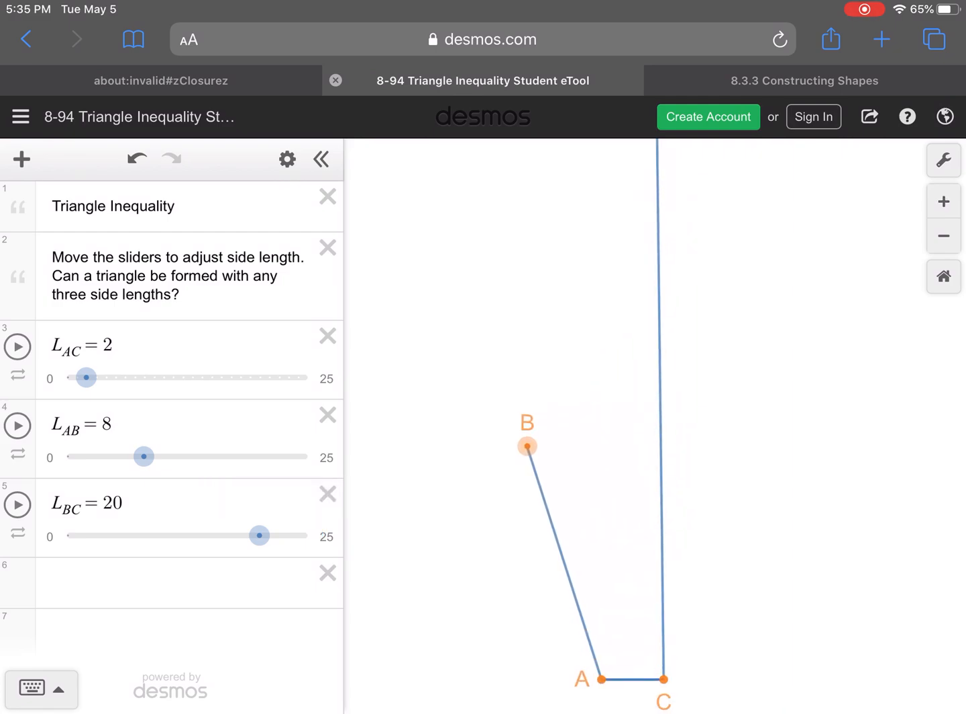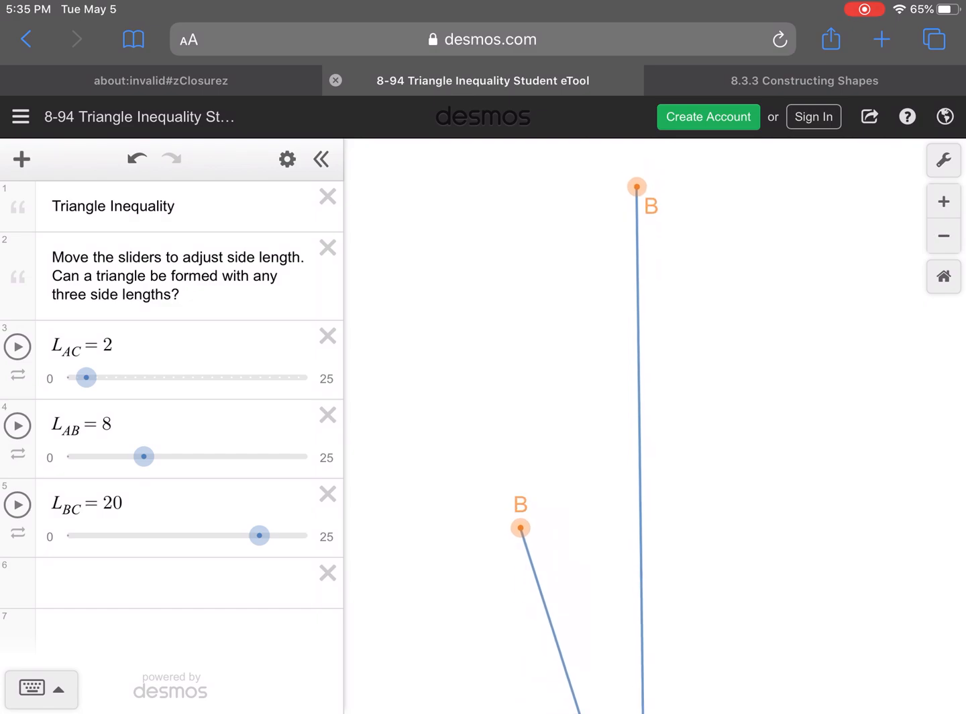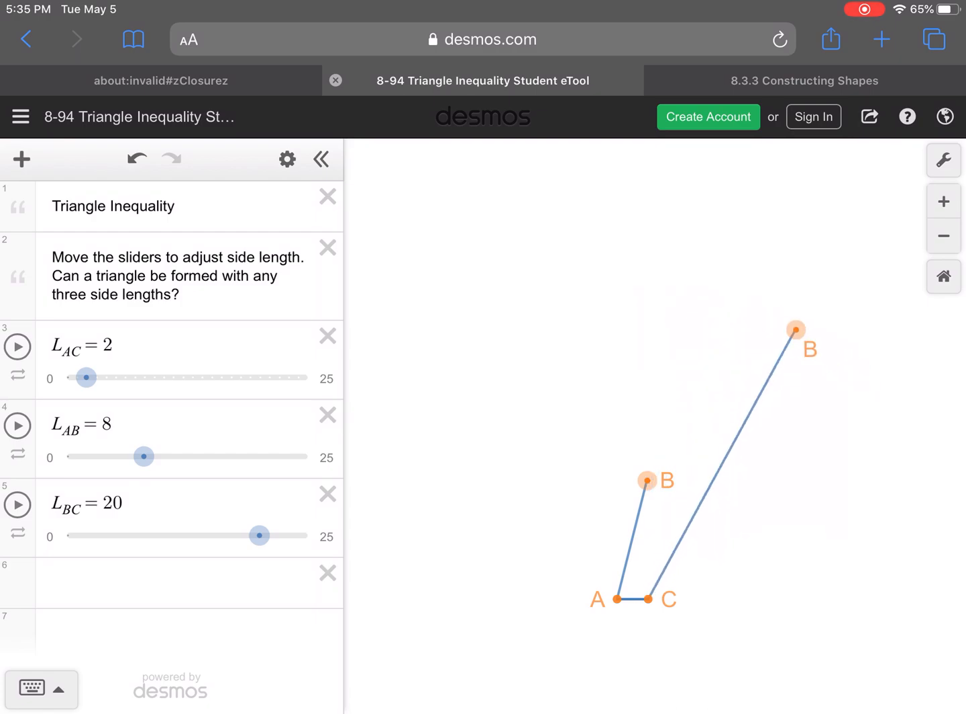Can I zoom in a little bit? No, not for this one. Okay. Interesting. So again here, let's see if I can manipulate these sides so that, is there any way I can form a triangle? Just any way. No, it doesn't look like it's going to work. So no matter how I adjust these sides, I can't form a triangle.